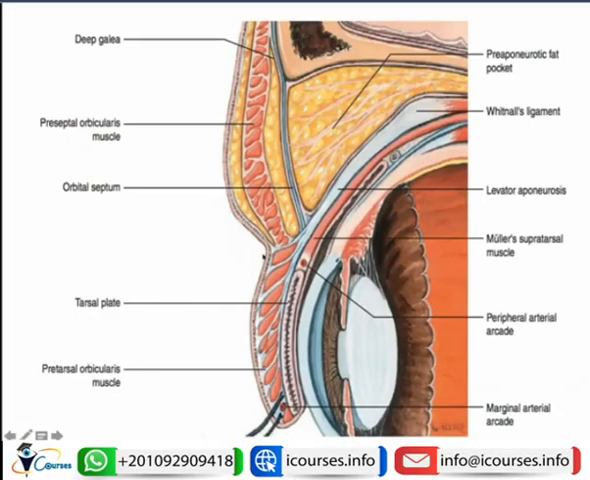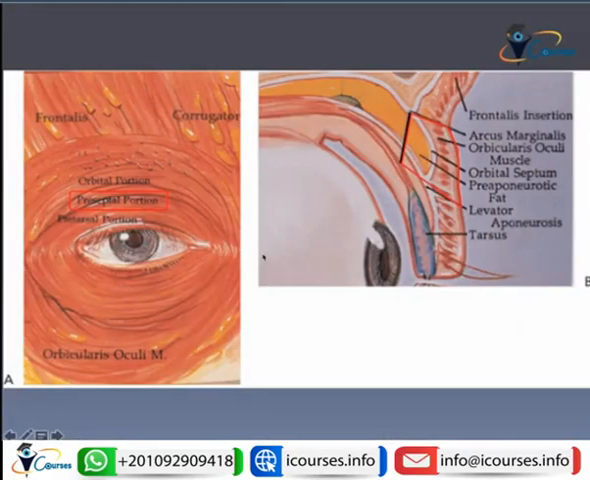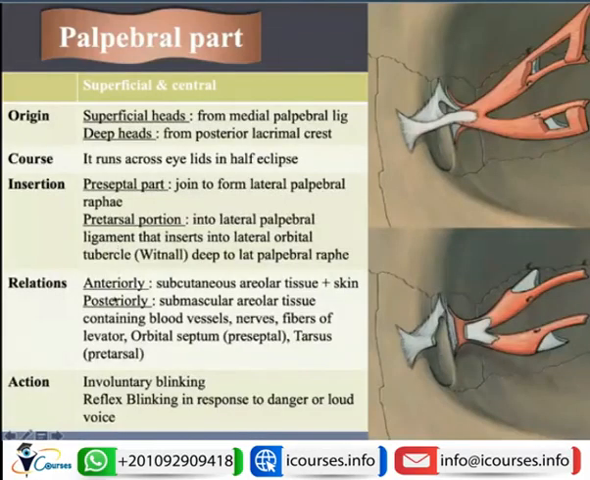Okay, so this is another section. Let's just see the relations. Anterior to the palpebral part of the orbicularis oculi will be skin and subcutaneous tissue, as we said earlier. And posteriorly will be the submuscular tissue, and the submuscular space will contain the blood vessels and nerves, as we said. It will be related to the preseptal, as it will be posterior to it, in front of the orbital septum, and in the pretarsal it will be in front of the tarsus.